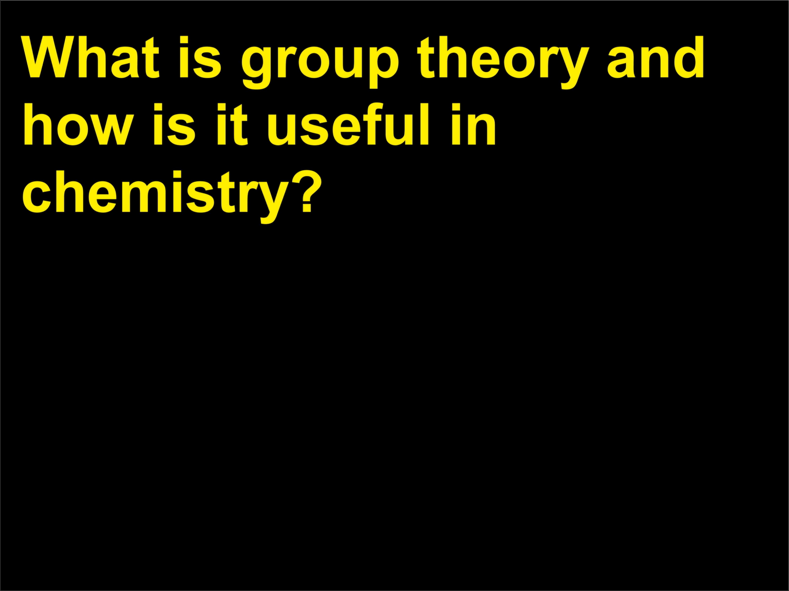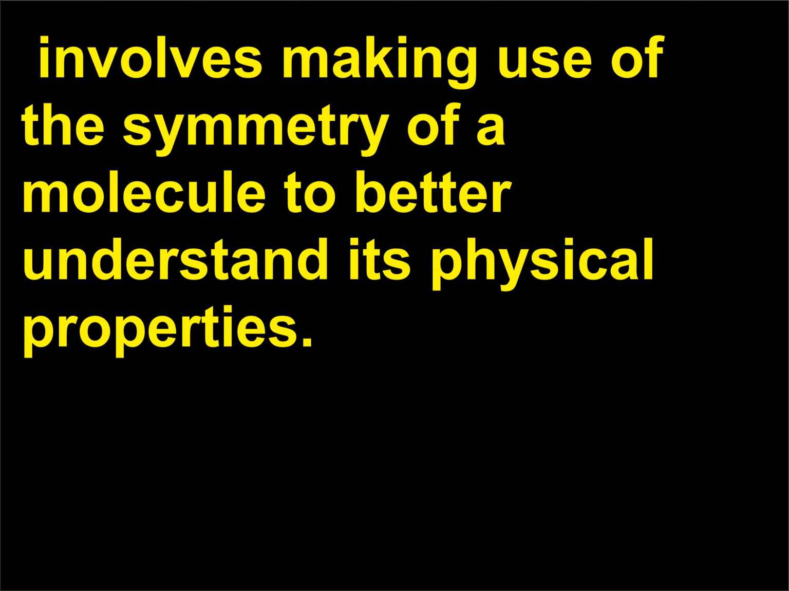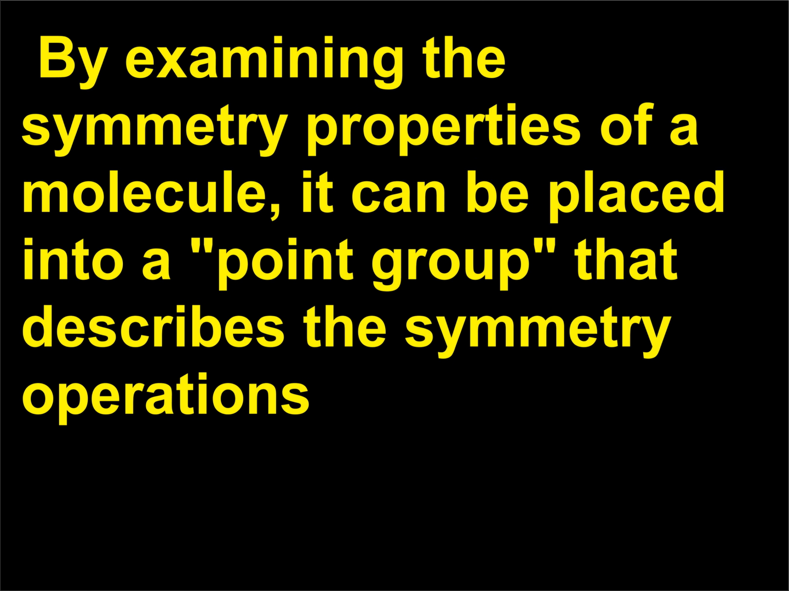What is group theory and how is it useful in chemistry? Group theory, in the chemistry sense, involves making use of the symmetry of a molecule to better understand its physical properties. By examining the symmetry properties of a molecule, it can be placed into a point group that describes the symmetry operations, rotations or reflections, that characterize the molecule's symmetry.